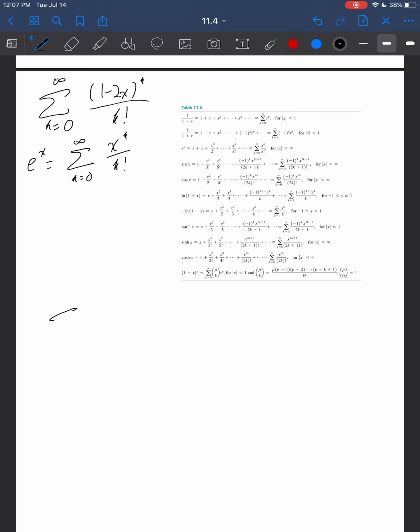what we're going to get is the sum from k equals 0 to infinity of 1 minus 2x to the k over k factorial is going to be equal to e to the 1 minus 2x. And we can see this just by taking this standard Taylor series from our table and replacing all of the x's with a 1 minus 2x. Furthermore, we know that it's going to converge everywhere because if 1 minus 2x is finite, then certainly x is going to be finite as well. So it converges everywhere, and the sum is equal to e to the 1 minus 2x.